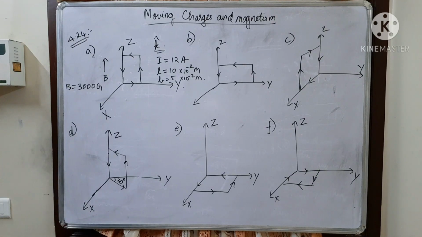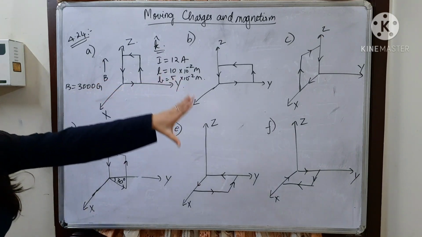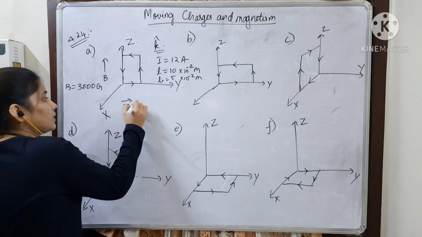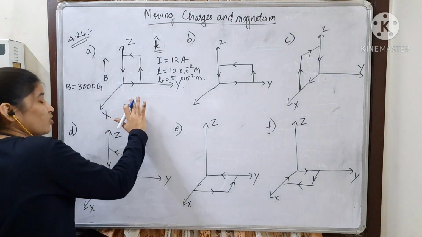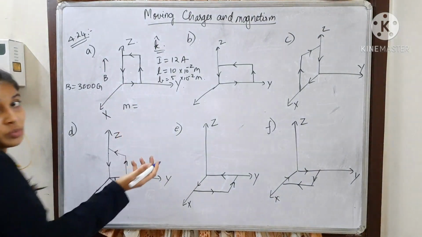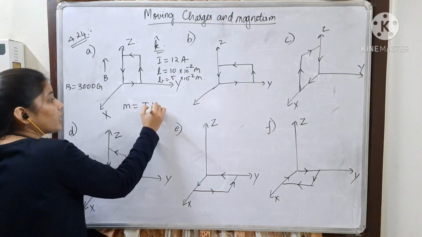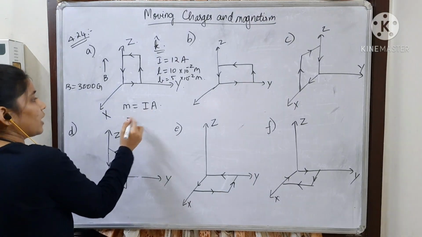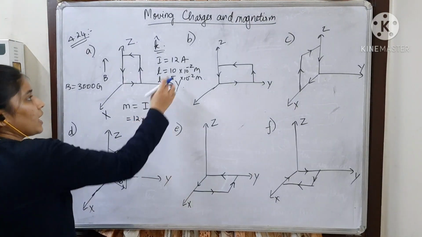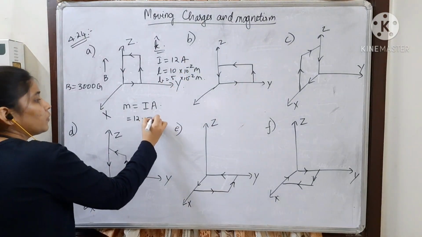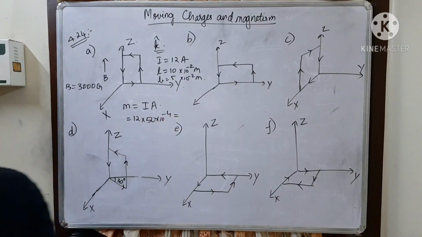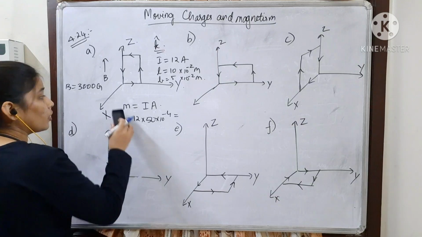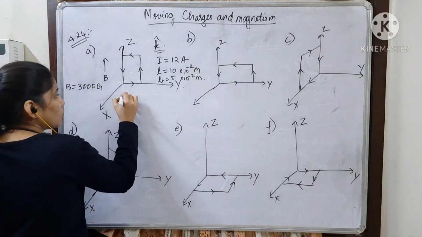In all the cases the common thing is the magnitude of the magnetic moment, which is going to be the same. What is the magnitude of magnetic moment? It is current into area. So I will just calculate quickly: 12 into area, which is 10 into 5, 10 power minus 4. That is 50 into 10 power minus 4, and the answer is 0.06 ampere meter square, the value of M.